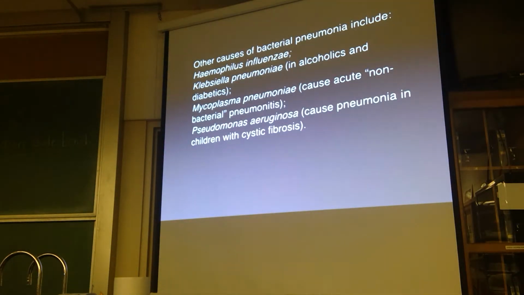This is just a list of some of the other bacteria that cause pneumonia: Haemophilus influenzae, Klebsiella pneumoniae. An interesting feature of Klebsiella pneumoniae is it usually causes pneumonia in alcoholics and diabetics. Probably has something to do with elevated blood sugar levels. Mycoplasma pneumoniae, that's the walking pneumonia, and Pseudomonas aeruginosa, primarily in children with cystic fibrosis.